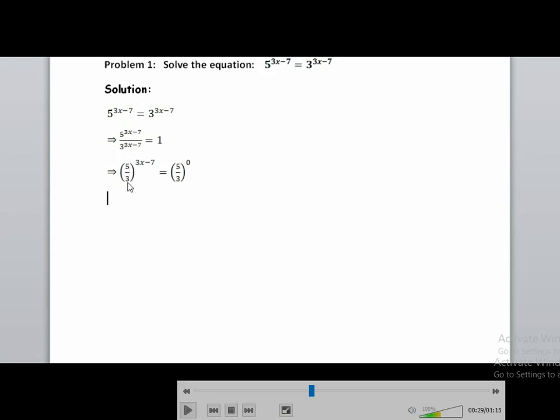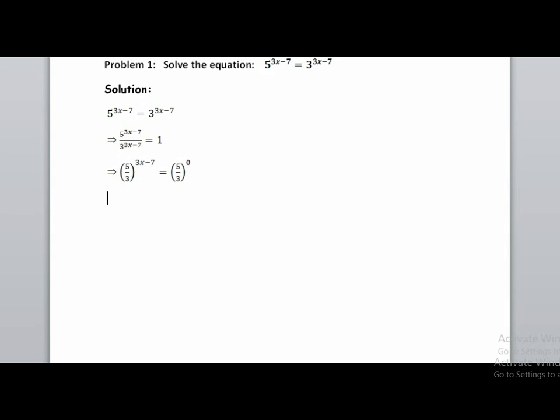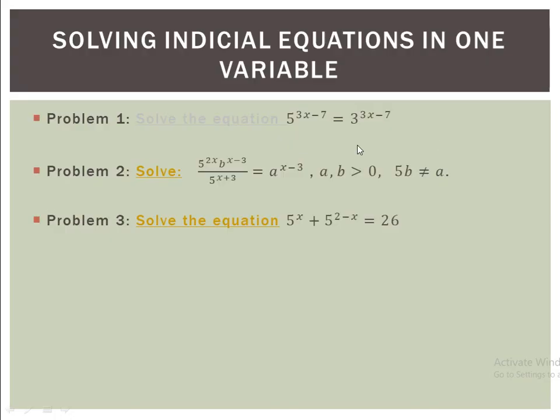Now here 5 by 3 to the power 3x minus 7 is equal to 5 by 3 to the power 0, therefore 3x minus 7 equal to 0. So we will write that 3x minus 7 equal to 0, 3x equal to 7, or x equal to 7 by 3. So the solution is x is equal to 7 by 3. So we are going to solve the next question here.